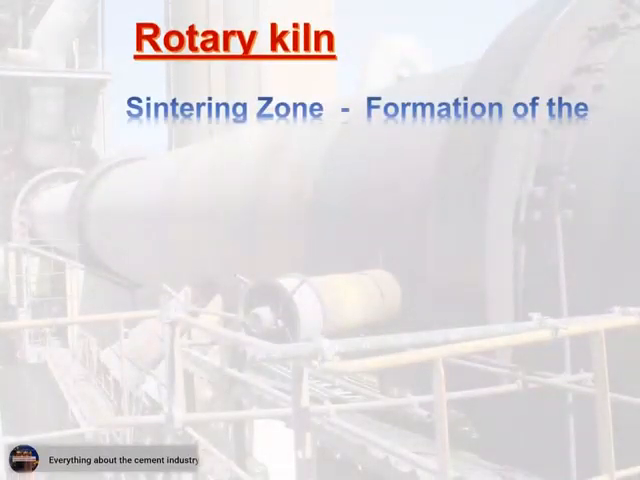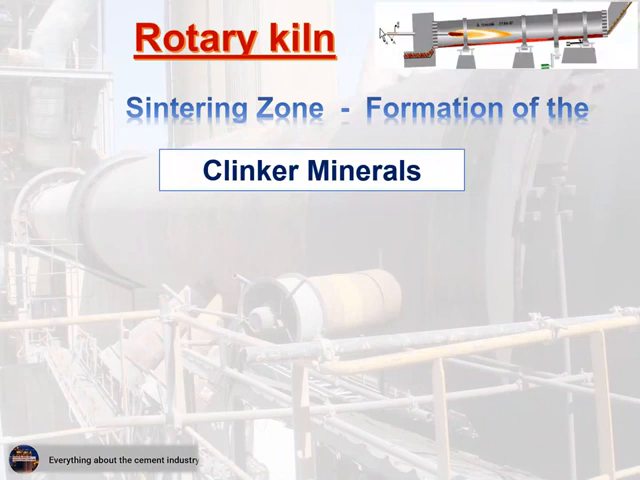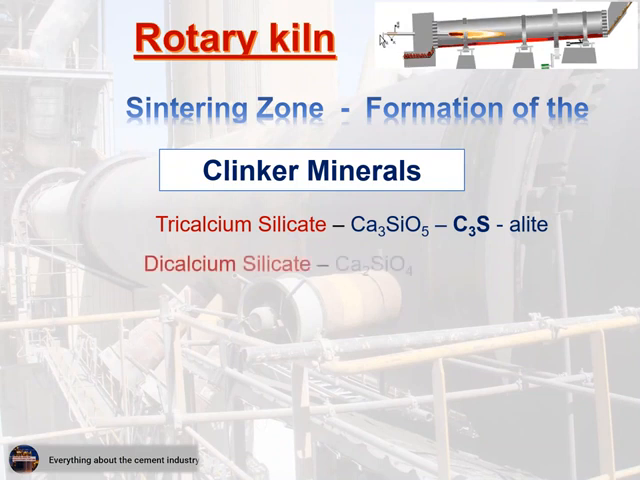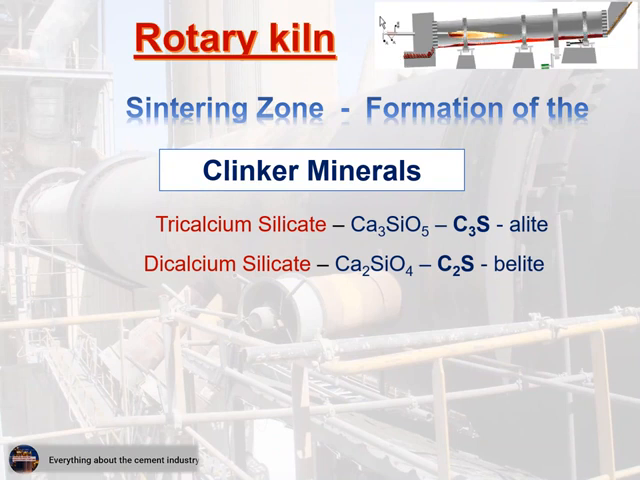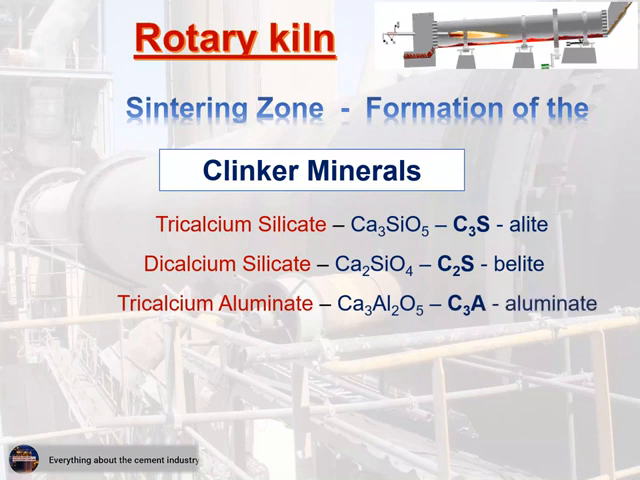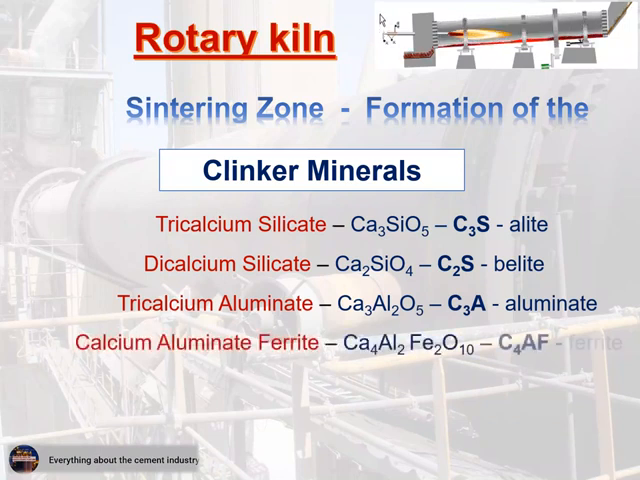Sintering zone. Formation of the clinker minerals: tricalcium silicate, Ca3SiO5, C3S, alite; dicalcium silicate, Ca2SiO4, C2S, belite; tricalcium aluminate, Ca3Al2O6, C3A, aluminate; calcium aluminoferrite, Ca4Al2Fe2O10, C4AF, ferrite.